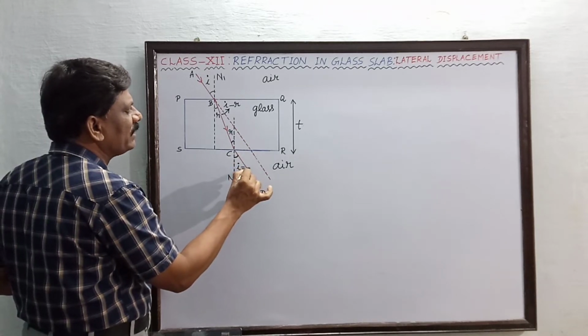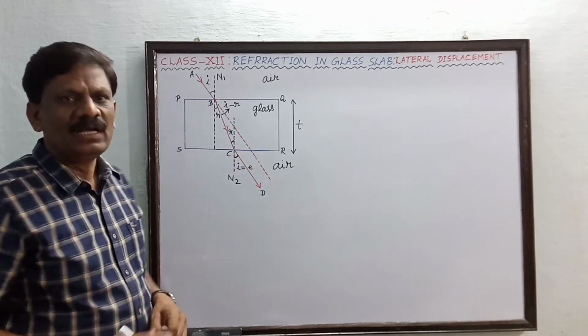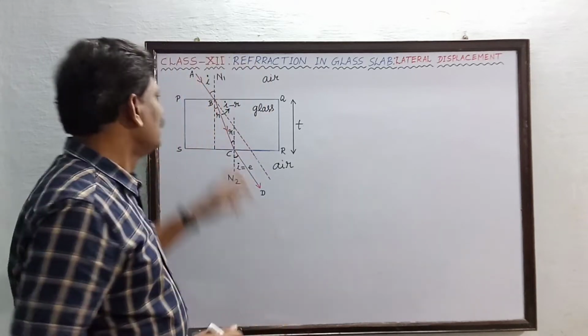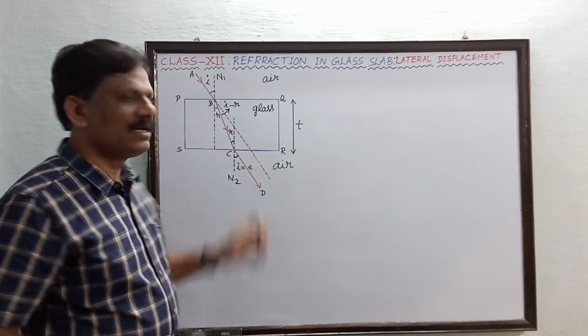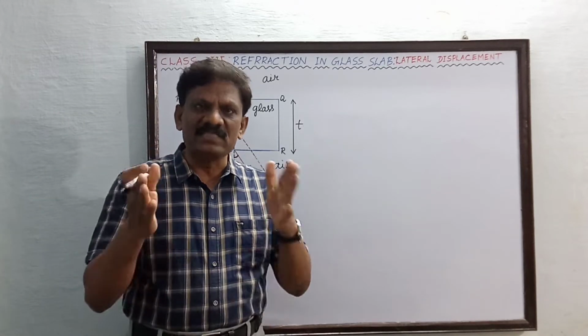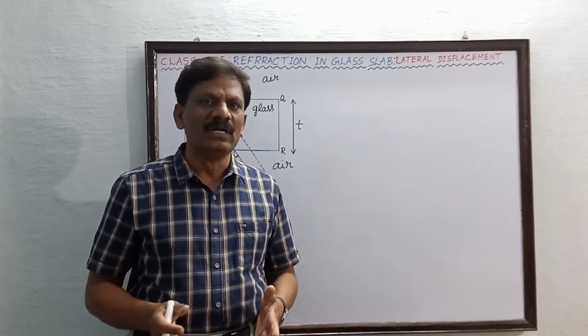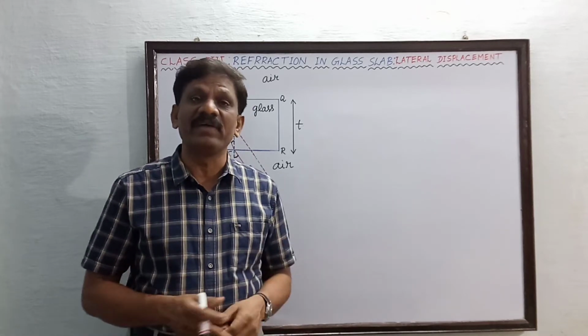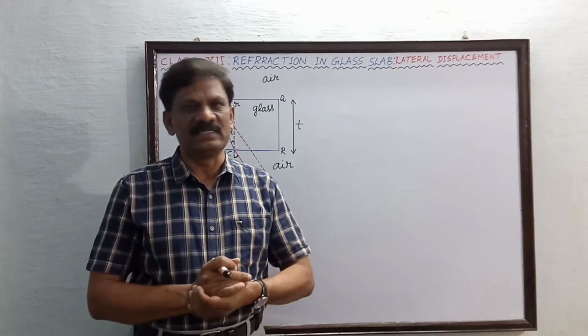So the angle of emergence is also equal to the angle of incidence because the two refracting faces PQ and SR are parallel to each other, they are symmetric to each other. Therefore, in this picture, the angle of incidence must be equal to the angle of emergence. Both are one and the same.